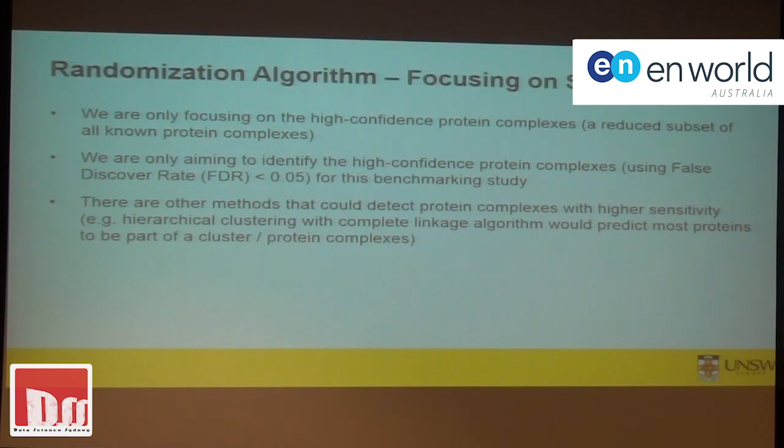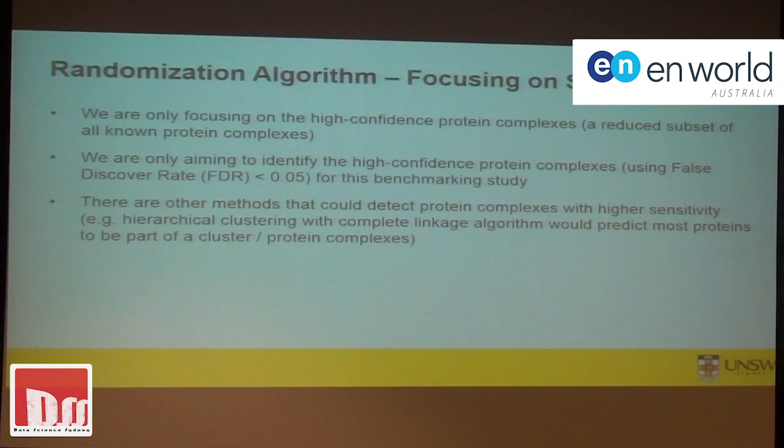But we are really focusing on stringency. We are only focusing on the really high confidence protein complexes, which is a reduced subset of all known protein complexes. We are using a false discovery rate of 0.05 for our randomization. And there are other methods that could detect protein complexes with higher sensitivity, such as using hierarchical clustering on our scoring matrix and using the complete linkage algorithm, and that would predict most proteins to be in a protein complex, but we don't know whether it will be very accurate.